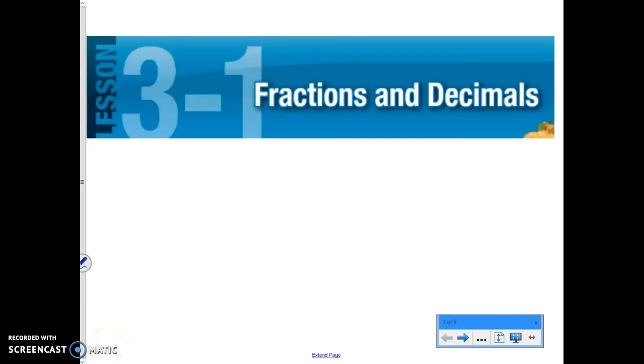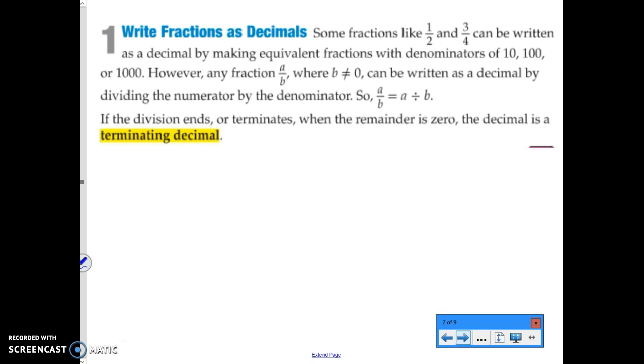Okay, today we're talking about fractions and decimals. This is chapter 3, lesson 1. So some fractions like 1/2 and 3/4 can be written as a decimal by making equivalent fractions with denominators of 10, 100, or 1,000. However, any fraction written as a over b, where b can never equal 0 because it would be undefined, can be written as a decimal by dividing the numerator by that denominator.